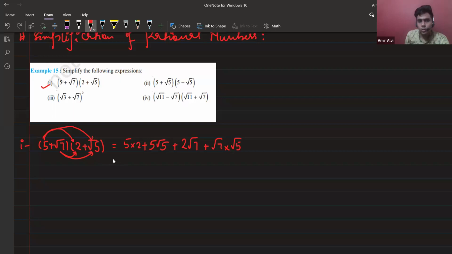So 5 into 2, what will be the value? 10. Plus 5 root 5 will be written as it is. This cannot be simplified much more than this. 2 root 7 will be the same as it is. Can you simplify this in a simple way? Yes, Simrat. Root 7 into root 5, and then write the number. Yes, Simrat. Tell me, dear.